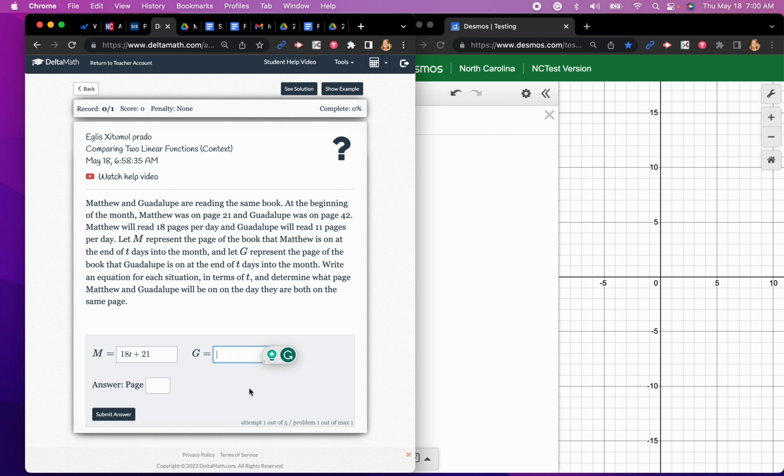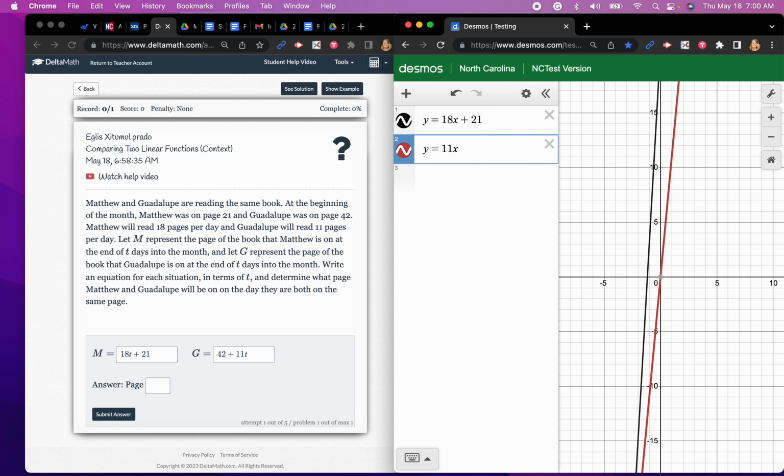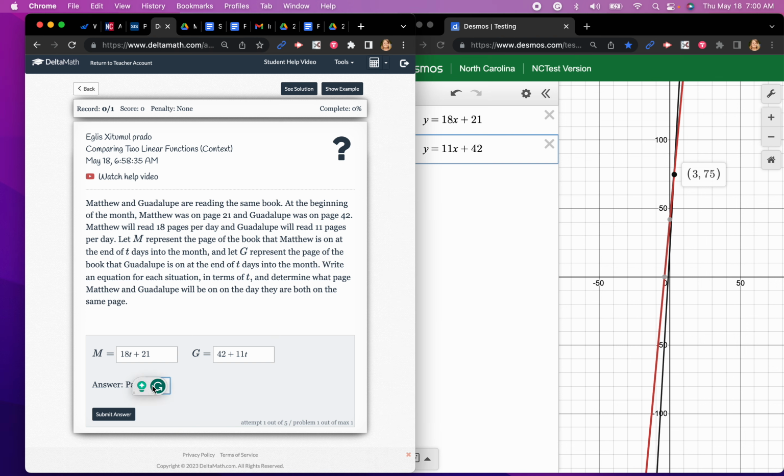So for Guadalupe, he's already read 42, and we'll add to that. It says Guadalupe will read 11 pages per day, so plus 11t. What I'm going to do is come over here and make these equations, but make it y equals 18x plus 21, and y equals, now you can do either 11x plus 42 or just type it in how you typed it here. Either way is fine. Just make sure in place of t you're using x. And we're going to zoom out and look for that point of intersection. That means on day 3, they're both on page 75.